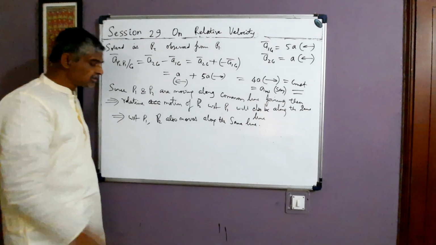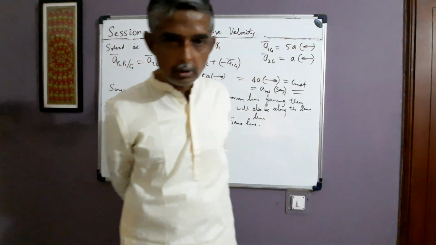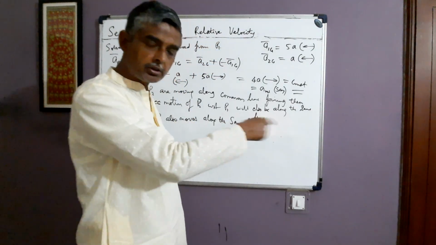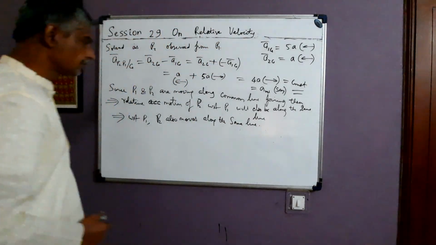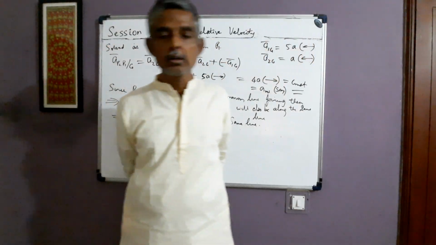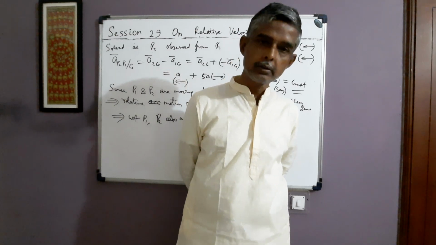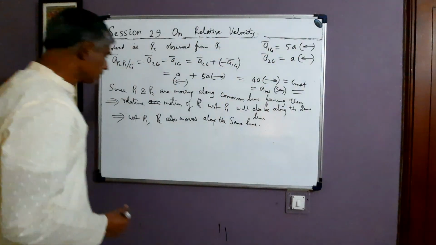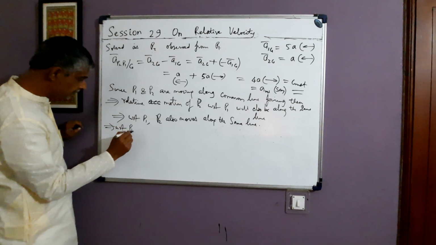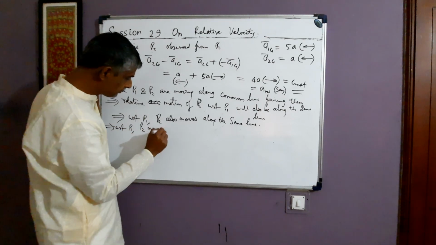And second observation is that since P1 and P2 are moving along the common line joining them with respect to ground, therefore as seen from P1, motion of P2 will also be along the straight line joining these 2 points. Okay. So that means that with respect to P1, P2 will undergo a rectilinear motion with a constant rightward acceleration of 4a. Alright.